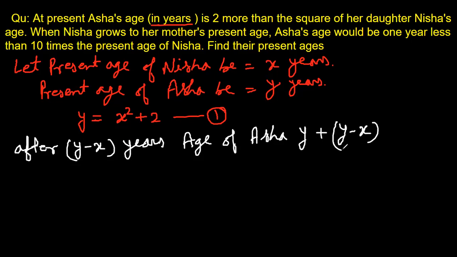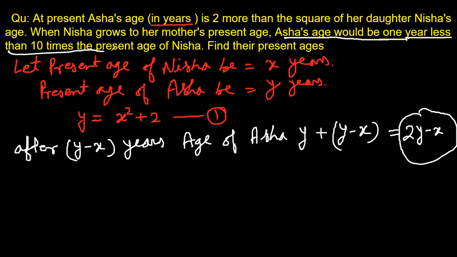This was the main part here because we were relating these variables when age of Asha was y plus y minus x. That means 2y minus x years. Okay. So then they are saying when Nisha grows to her mother's age, Asha's age would be 1 year less than 10 times the present age of Nisha. So can we write the equation for that?